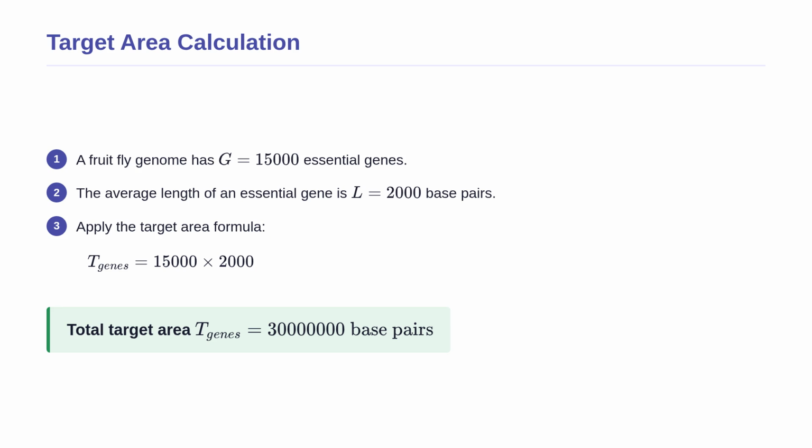By substituting our values into the formula, we multiply 15,000 genes by 2,000 base pairs per gene. This calculation yields exactly 30 million base pairs. This 30 million base pair region is the critical target area where a transposon landing would cause a dangerous mutation.